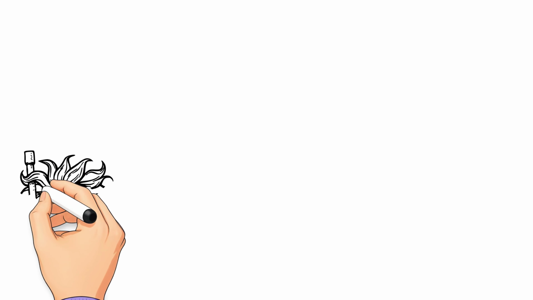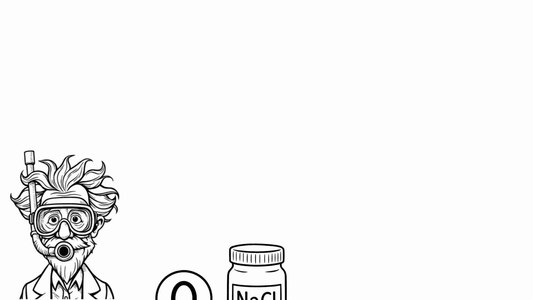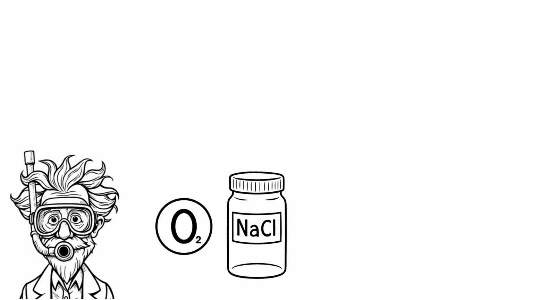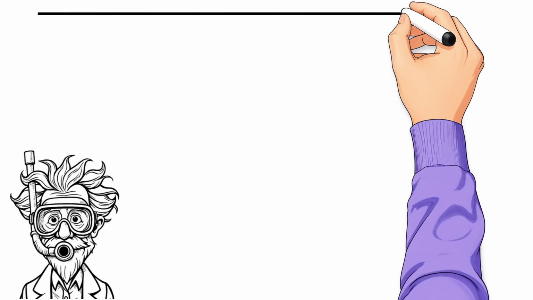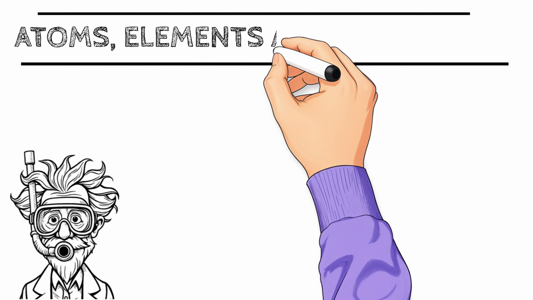Today, we're diving into something that's absolutely essential for understanding chemistry. Anytime you look at a formula, a particle diagram, or even a label on a jar, you need to be able to identify what you're seeing and explain it to someone else. The words we use include atoms, elements, and compounds.